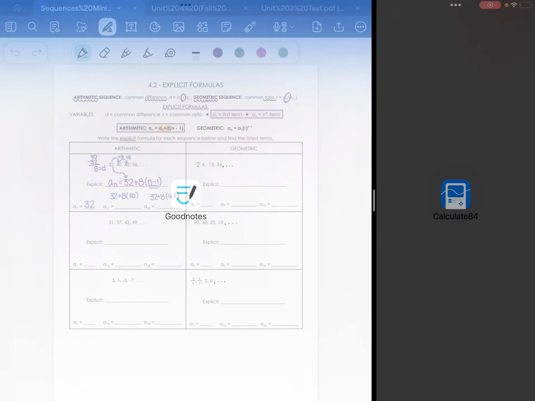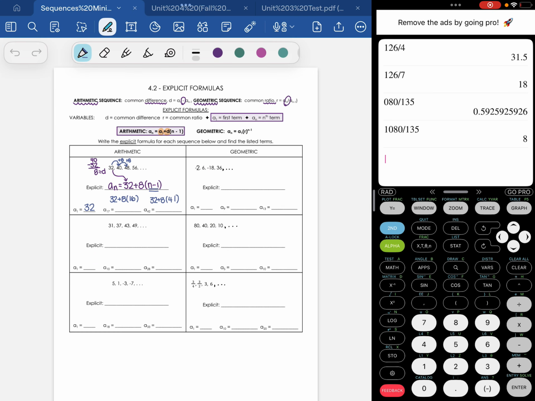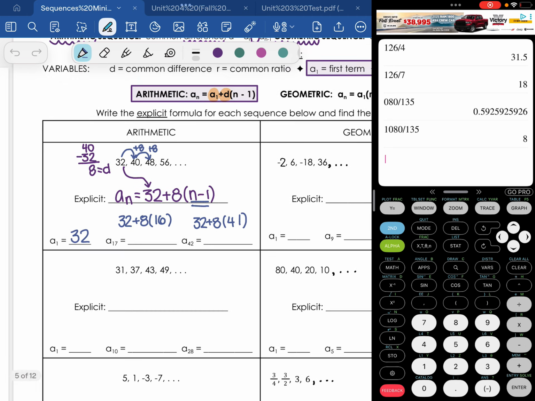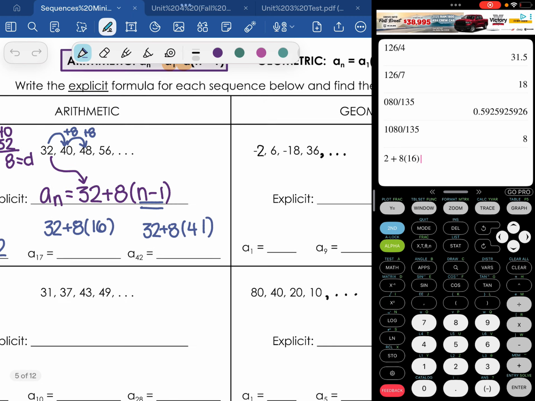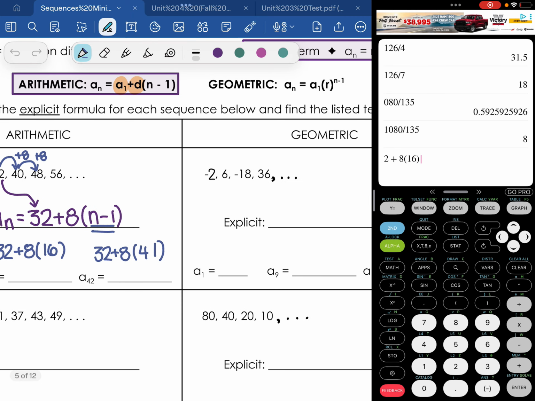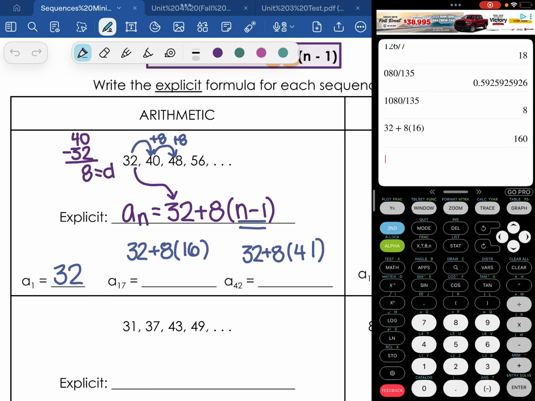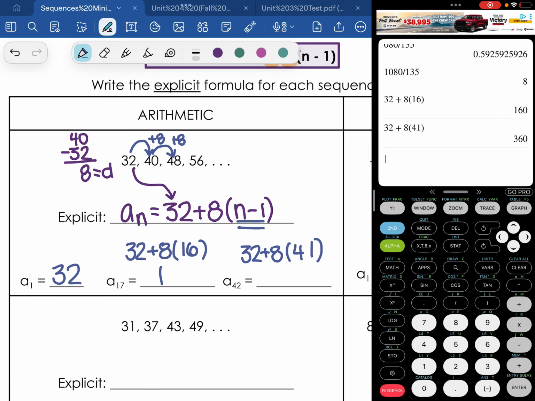So 32 plus 8 times 16, and 32 plus 8 times 41. $160 and $360. Now, it would be helpful if everybody got a calculator, so let's go ahead and take a second to do that now. If the person sitting next to you also needs a calculator, get one for both of you.